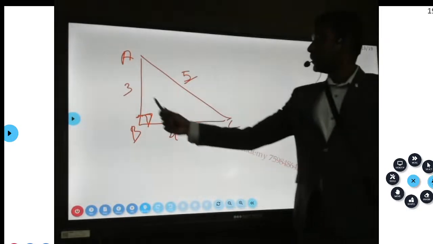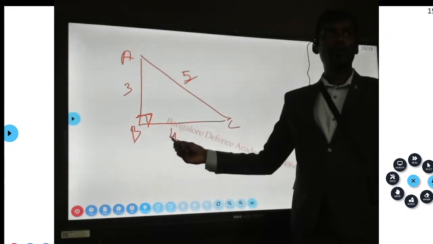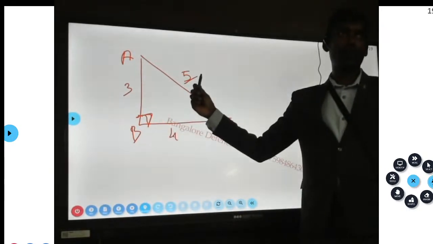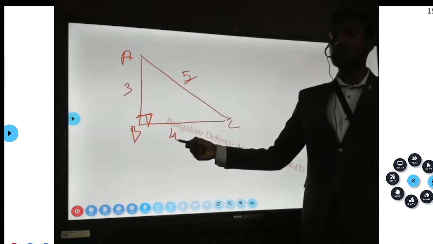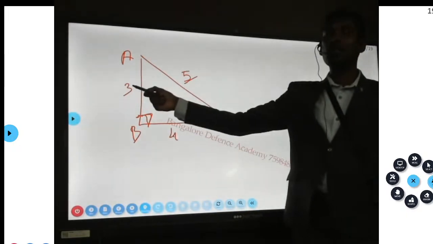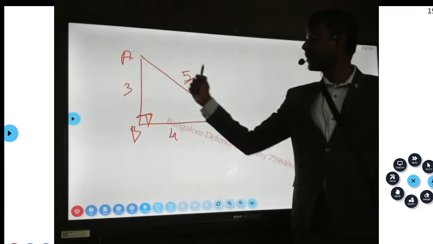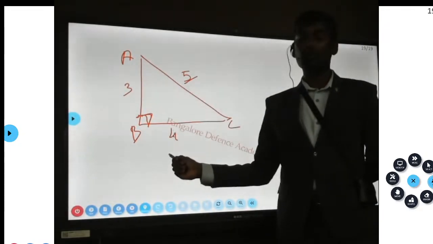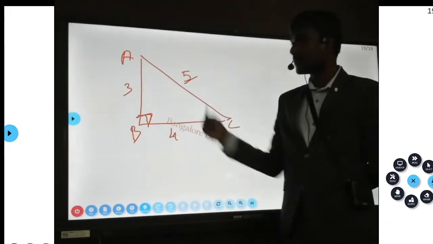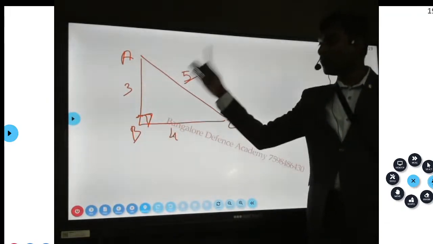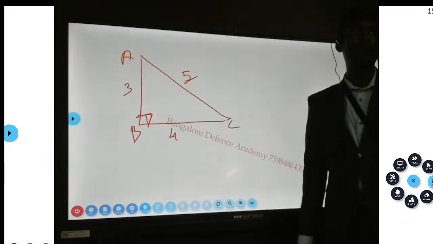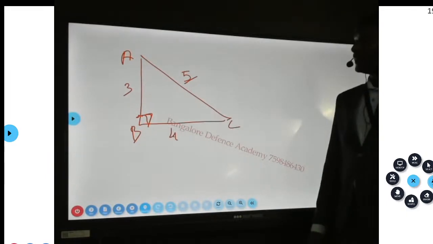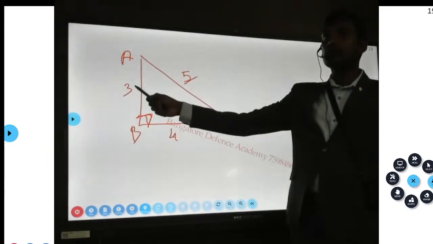Okay, now 3 plus 4 is how much? 7. Greater than 5 or less than 5? 5 plus 4 is how much? 9. Greater than 3 or less than 3? Okay, 5 plus 3 how much? 8. Greater than 4 or less than 4? Greater than 4. When you add any two sides of the triangle, it will be always greater than the third side. Property number 1.